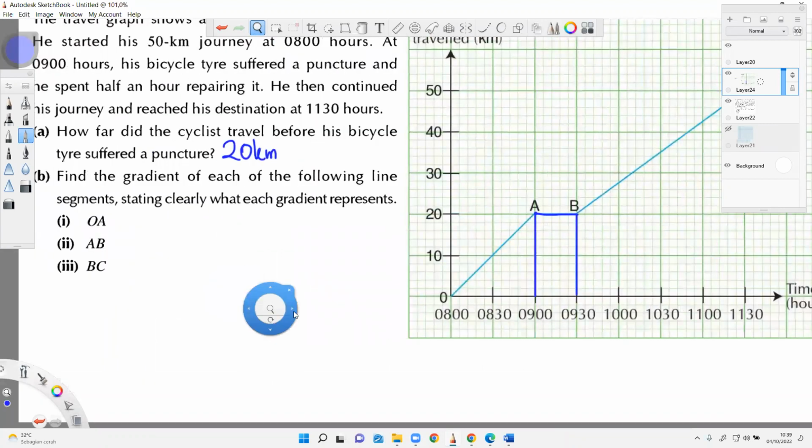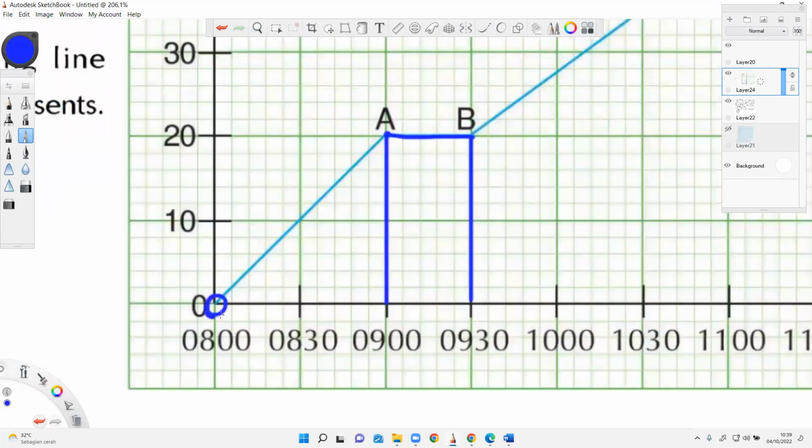Next, find the gradient of each of the following: OA, AB, and BC. So first things first, point out all the points. What is point O? 0, 0, right? What is point A? Not 9. See this. If it is 8, 8:30, so if it is 0, what is this? 30 minutes, right? From 8 to 8:30. You can just put 0, 30, 60, what else?